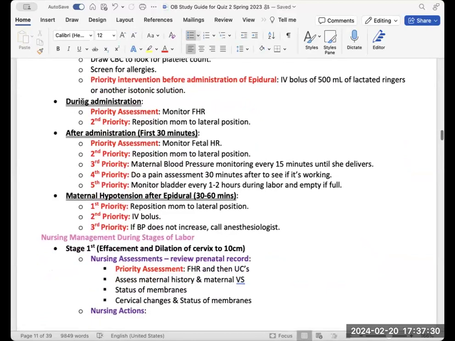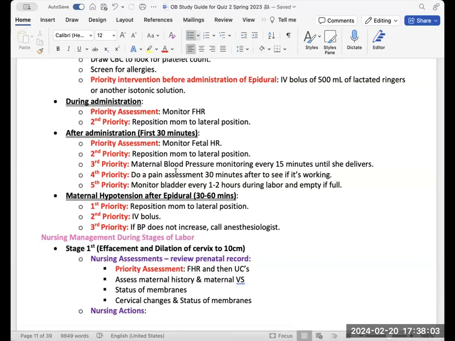When we give the medication, priority is fetal heart rate. The second priority is repositioning the mom to a lateral position. Why? If they're lying on their back, that causes potential compression of the vena cava, which causes decreased blood pressure, not good. So first priority, fetal heart rate, then reposition. After we give it, 30 minutes after, once again, monitor fetal heart rate. You can always pick that answer when it says, what's the priority? Monitor fetal heart rate, with the exception of placental abruption.